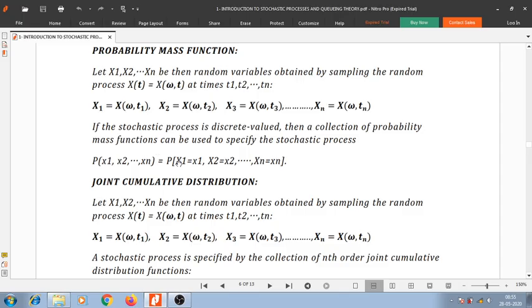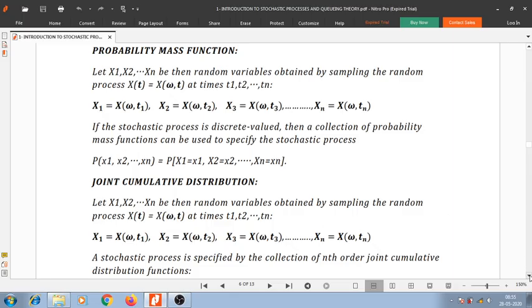What about this capital X1? Capital X1 is defined as X of omega comma t1. What about capital X2? X of omega comma t2, like that, Xn is equal to X of omega comma tn. Now the question is, what are small x1, small x2, small xn? They are the realizations of the stochastic process. The random variable taking the value is called a realization. Here also the realization of the random process or stochastic process is denoted by small letters. Are you okay? Right.